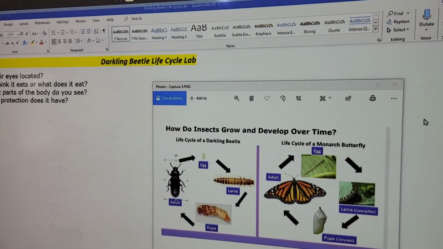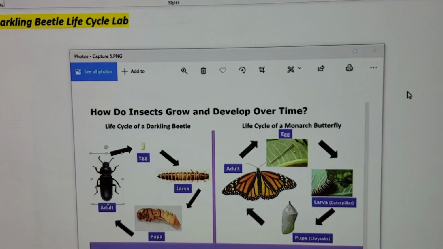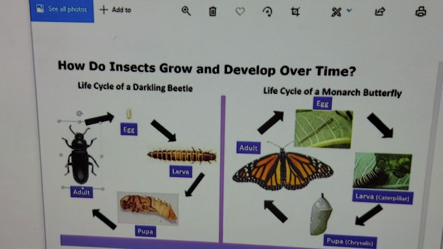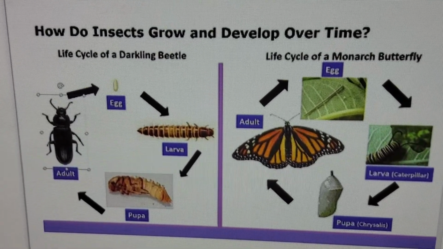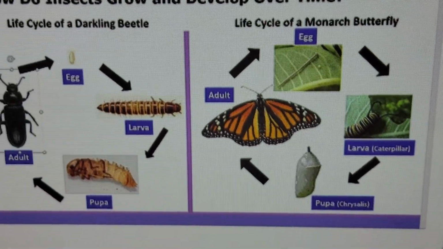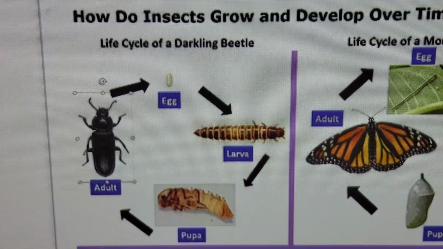All right, on this side of the board, we have our images on how insects grow and develop over time. As you can see, both the darkling beetle and the monarch butterfly start out as an egg. Then they go into the larva stage, then pupa, and then finally the adult stage.